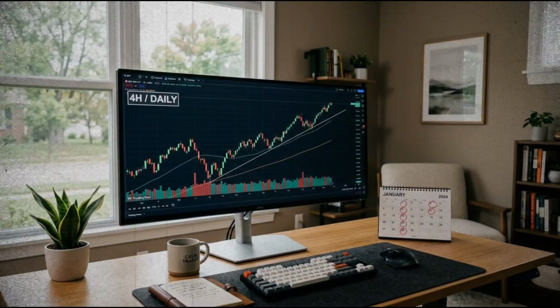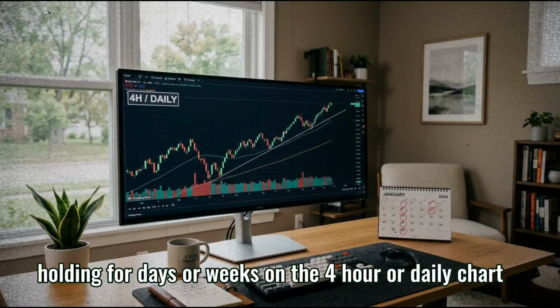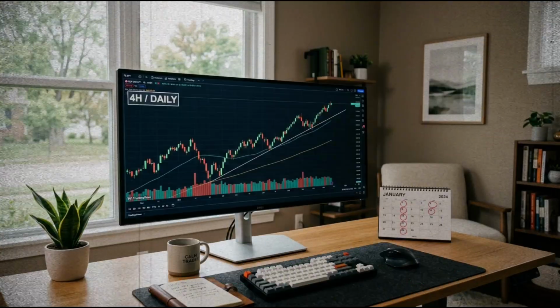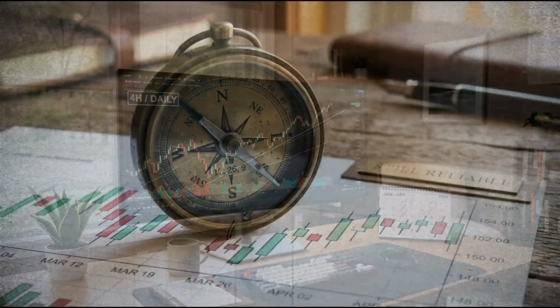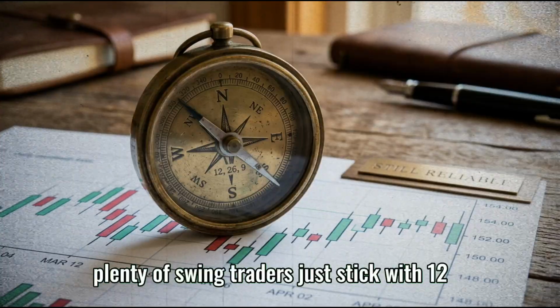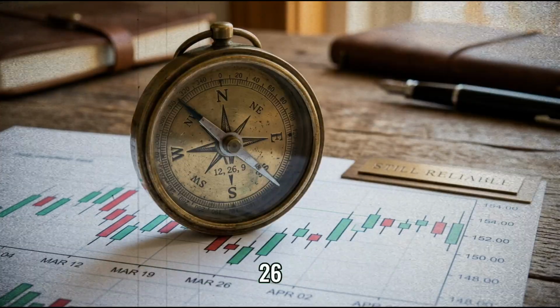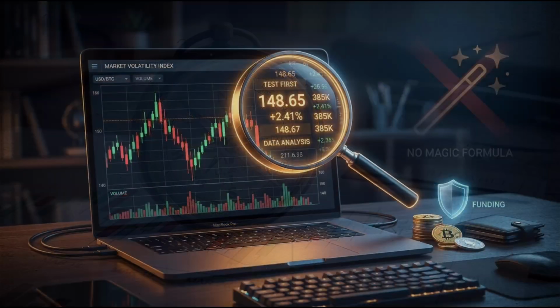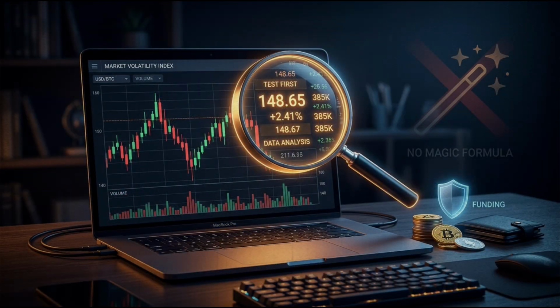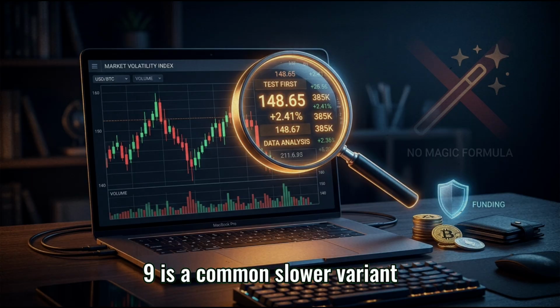Swing trading, holding for days or weeks on the 4-hour or daily chart. You don't actually need to move far from default. Plenty of swing traders just stick with 12, 26, 9 for slightly smoother signals with fewer false starts. 19, 39, 9 is a common slower variant.